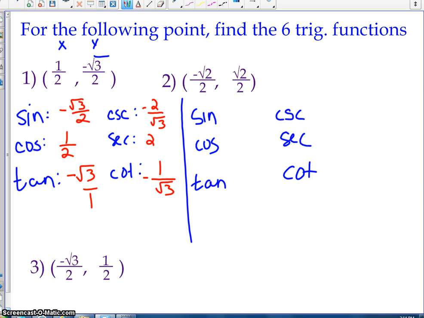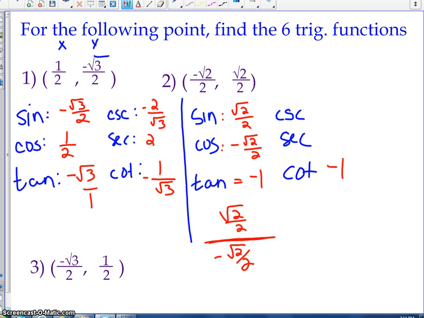All right, we'll start with sine. Sine is my y value, excuse me, positive square root of 2 over 2. Cosine is my x value, negative square root of 2 over 2. Tangent, what I'm saying in my head, I have my y value, square root of 2 over 2, and I'm dividing it by my x value, negative square root of 2 over 2. Answer here is just a negative 1. Cotangent, it's still a negative 1. Here I'm flipping. And here I'm flipping.